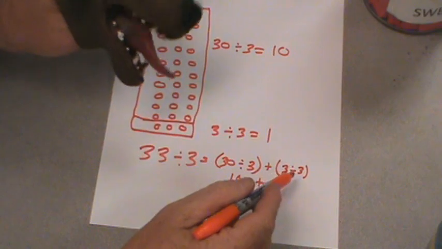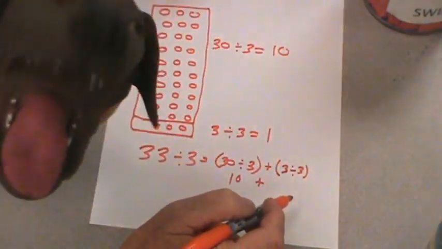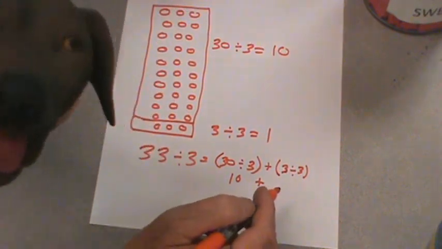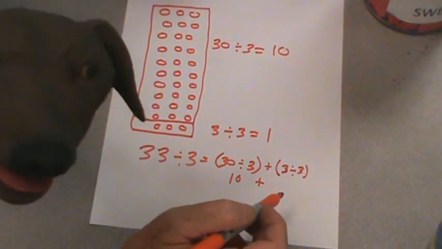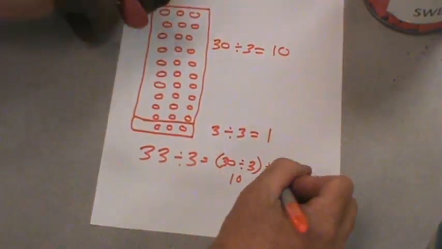Do you like this set of parentheses, or this one? 3 divided by 3? Yes, because every number divided by itself is simply 1. They call that the identity property, but we'll talk about that later. So 3 divided by 3 is 1.